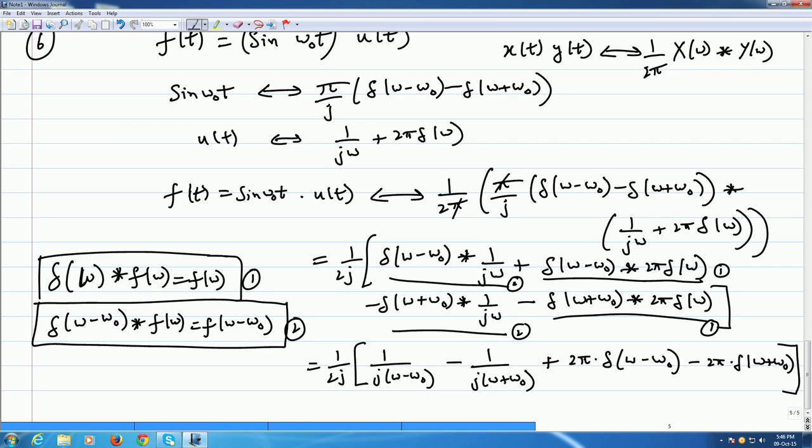Just check this. Okay, so I think 2 pi I got wrong here, I am sorry. U of t, there is no 2 here. So this factor of 2 should actually not be there, I am very sorry. So the 2 should not be there, so that 2 goes away. And then the other things I think are okay.